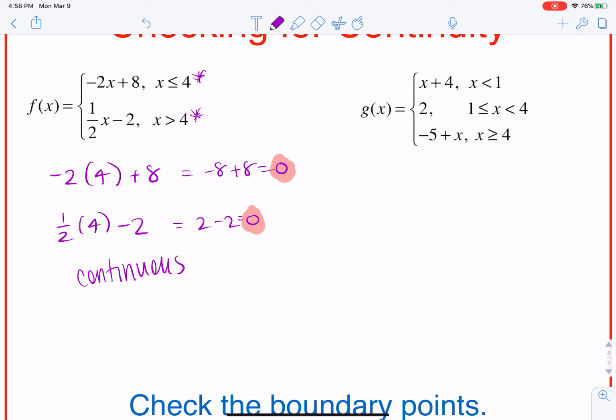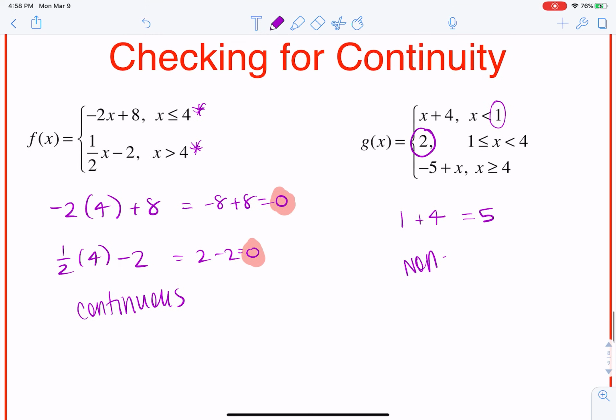So here, let's go ahead and test these boundary points. So 1 plus 4 is equal to 5. So this one will leave off in this boundary at 5, and this one will pick back up at 2. So this is non-continuous. This one is not continuous.